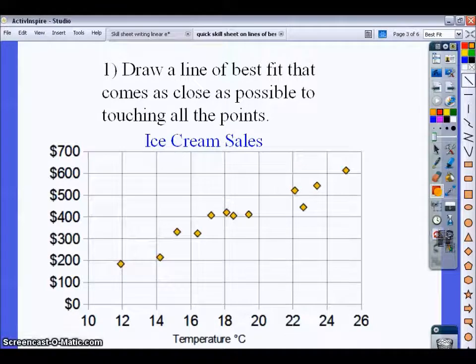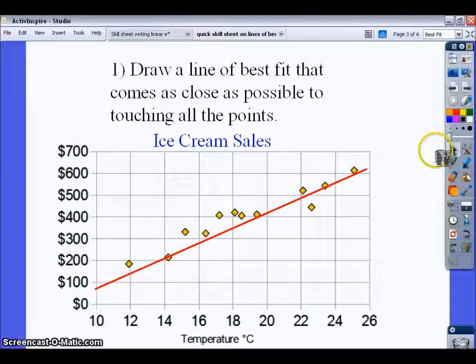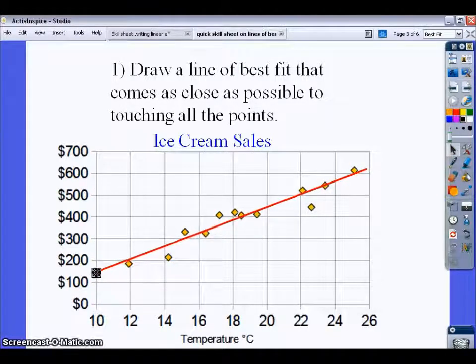So I'm going to look at these points and try to draw a line that kind of goes through the middle of them. Okay, so maybe something like this. Maybe make a little adjustment here. That looks pretty good. So there's your line of best fit.